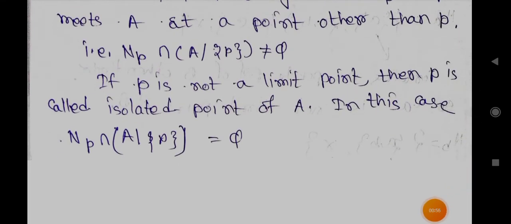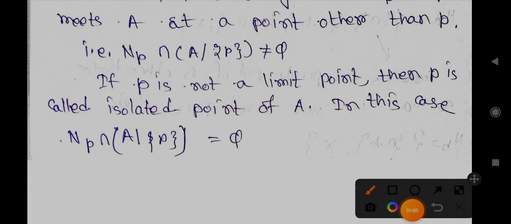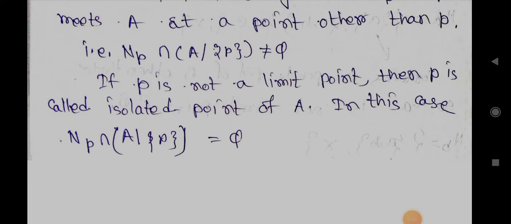If P is not a limit point, then P is called an isolated point of A. In this case, NP ∩ (A − {P}) = φ.